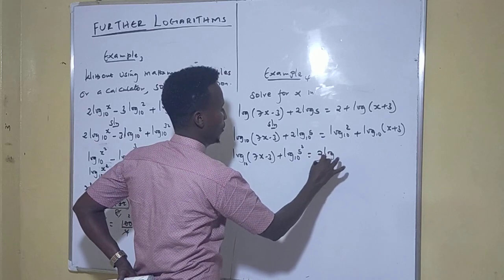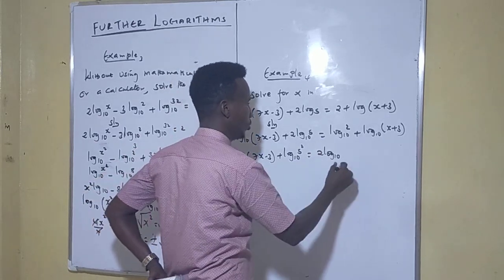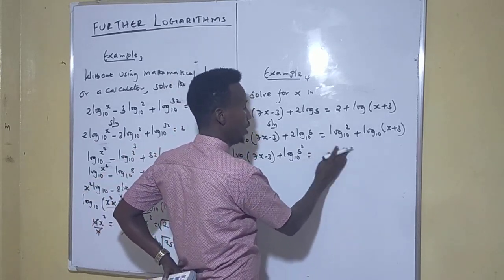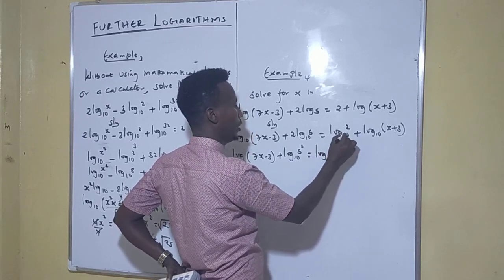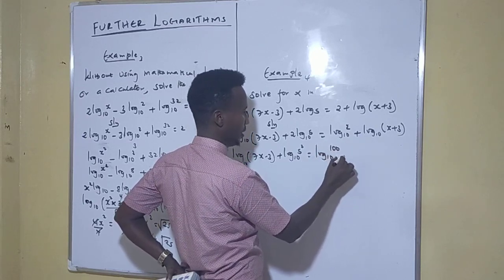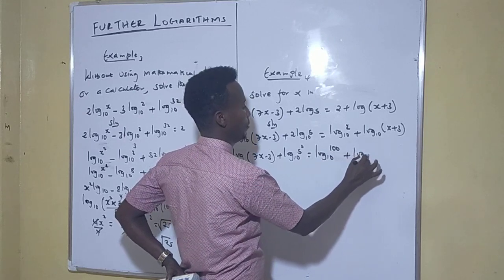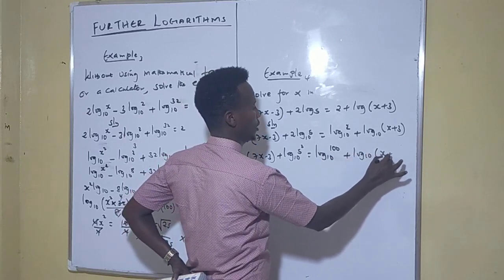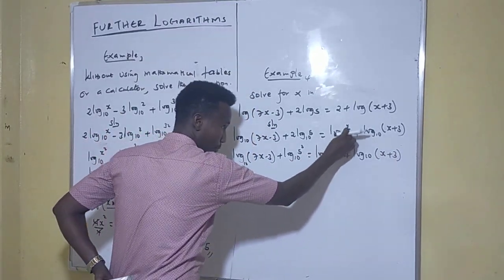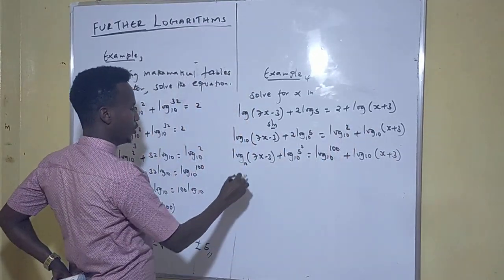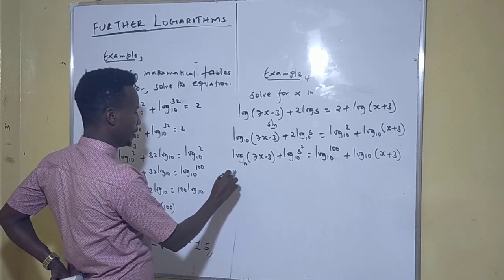2 log base 10, because we take this to this side. Sorry. Here, do you know what you're going to say? Log base 10, 10 to the power of 2 is what? It's 100, don't forget that. Plus log base 10 of x plus 3. Understand me here? 10 to the power of 2 is what? It's 100.